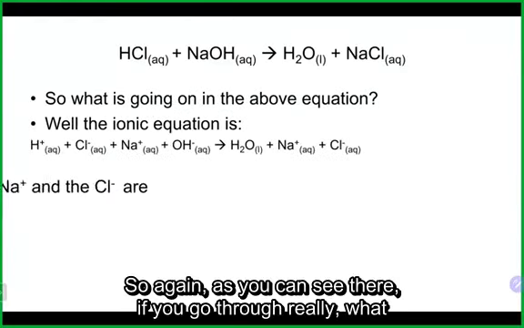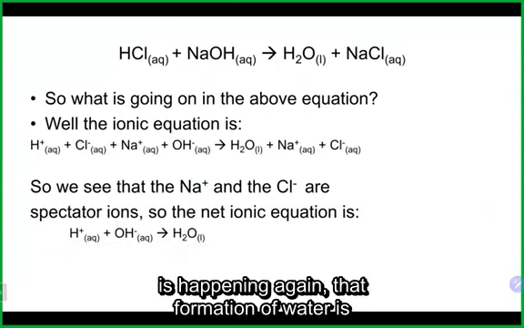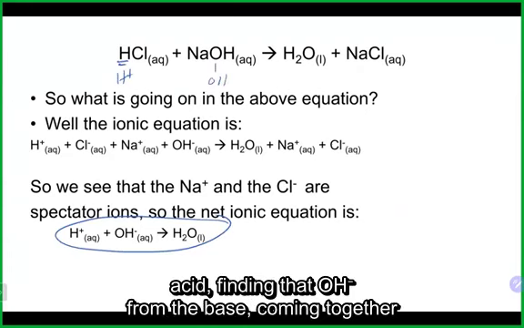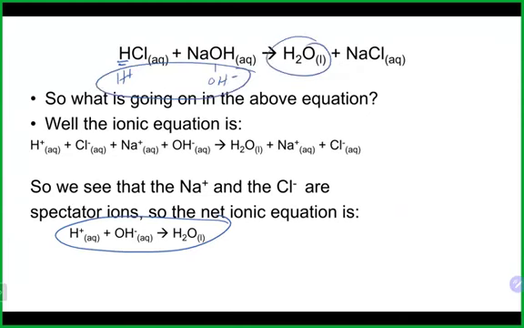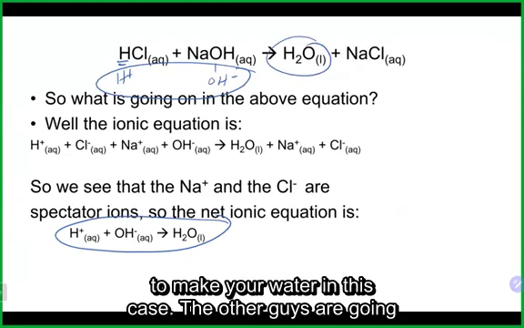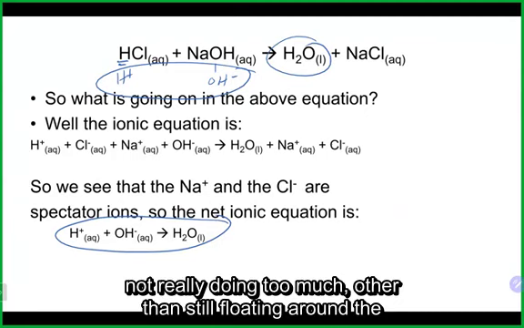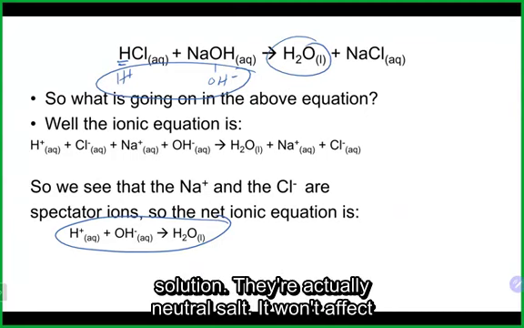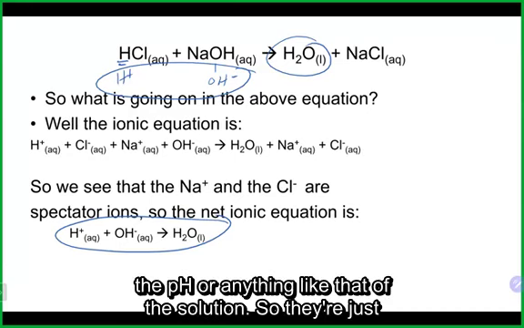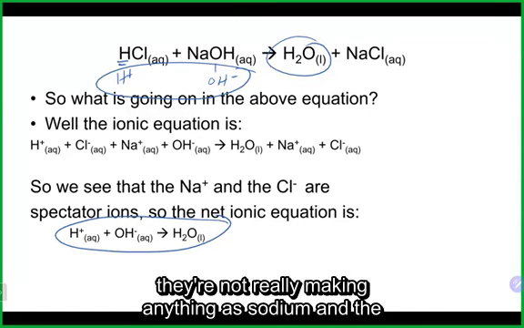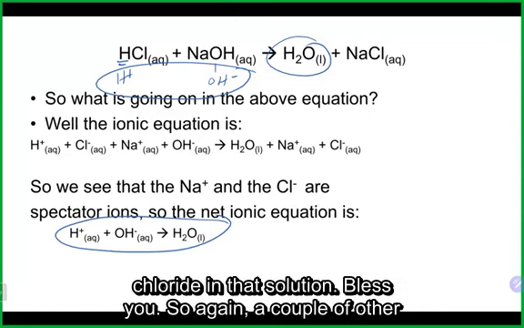So again, as you can see there, if you go through what is happening, that formation of water is really that H plus from the acid finding that OH minus from the base, coming together to make your water in this case. The other guys are what are referred to as spectator ions. The salt is just hanging out and not doing too much other than floating around in the solution. They're actually a neutral salt. It won't affect the pH or anything like that of the solution. So they're just floating around to balance out the charge, but they're not really making anything. It has sodium and the chloride in that solution.